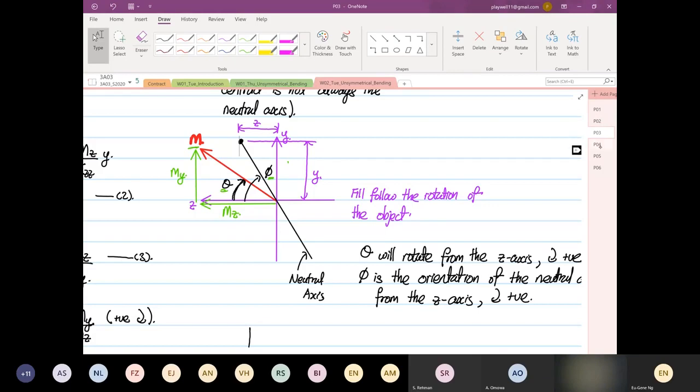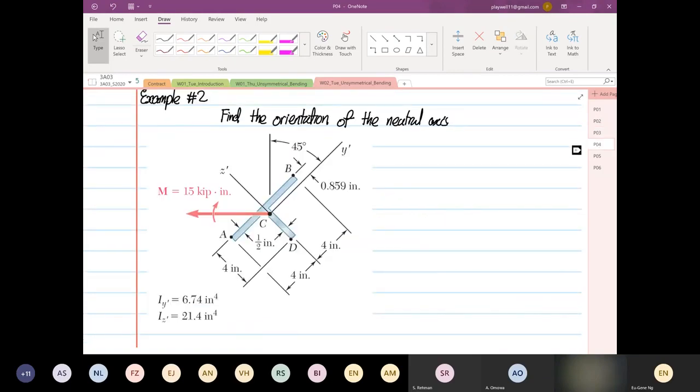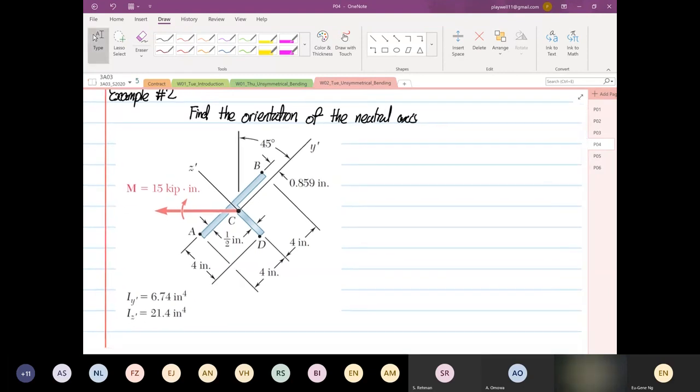Right, so we're going to find the orientation of the neutral axis. What we see now is that we have IY prime equal to 6.74 inches to the power 4, and IZ prime equal to 21.4 inches to the power 4.